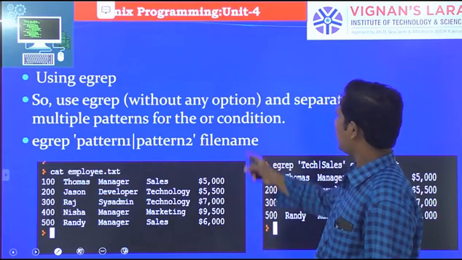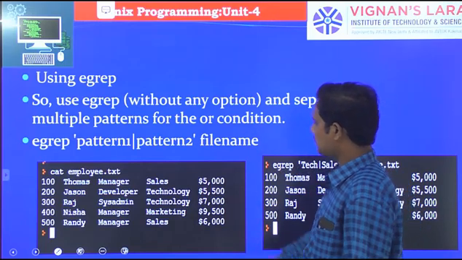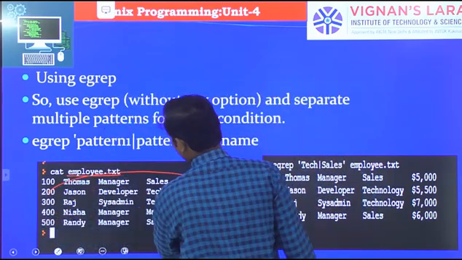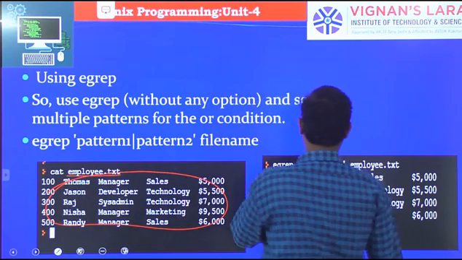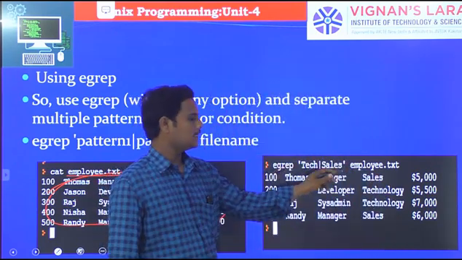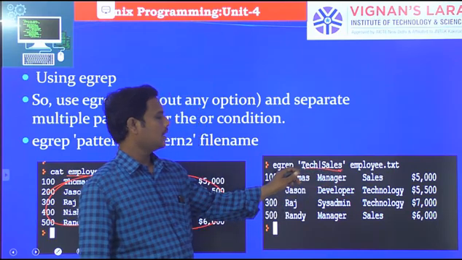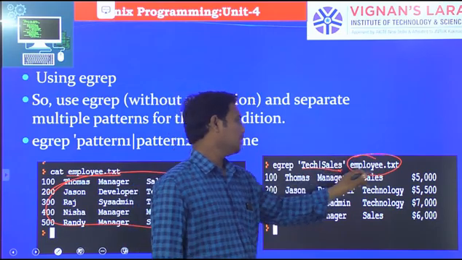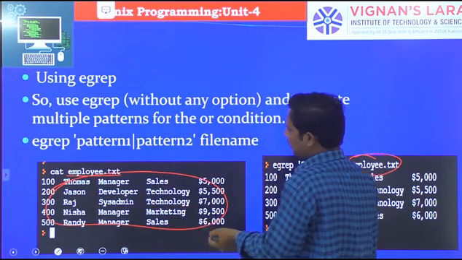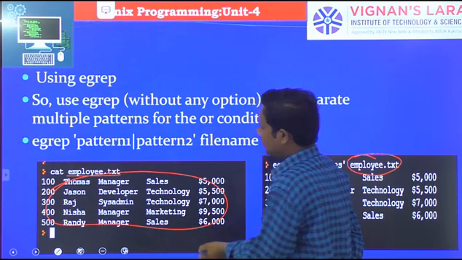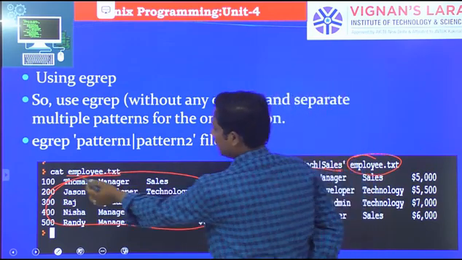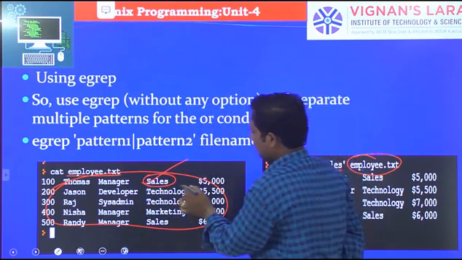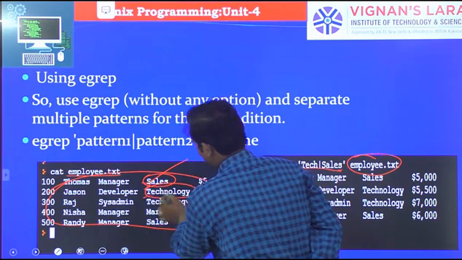With egrep without any options, it just displays the file like cat. Here employee.txt is a cat file. Suppose you want to search technology and sales, both patterns. In employee.txt, how many lines have technology and how many have sales? Either technology is there or sales is there. Here sales is there, here technology is there.